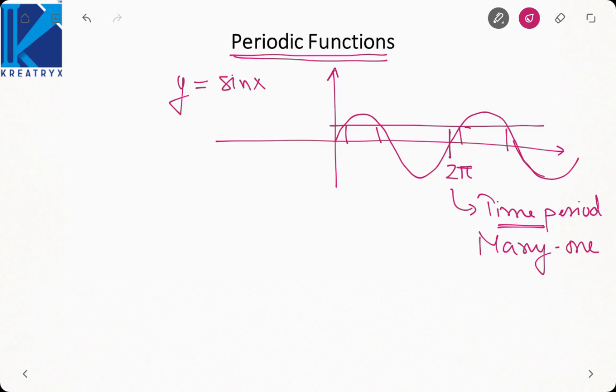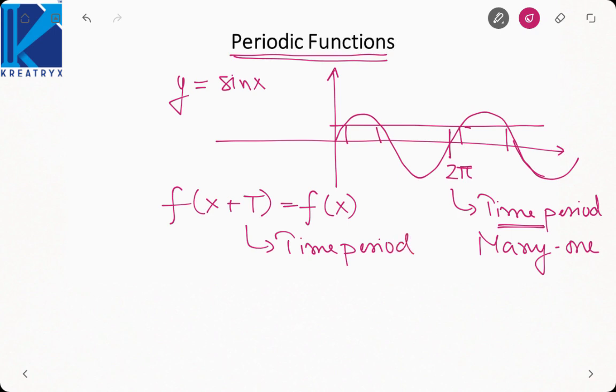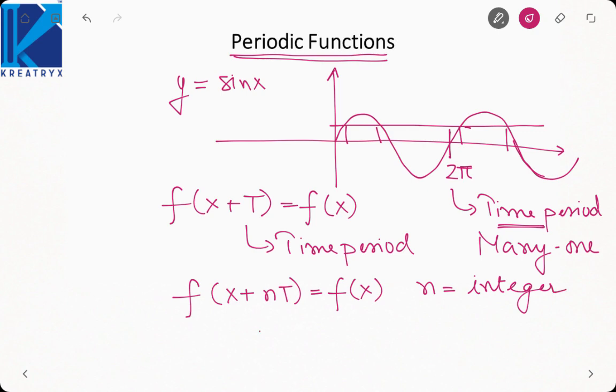And what is the condition? That f of x plus T is equal to f of x, where T is the time period. You can also write the condition as f of x plus n into T is equal to f of x, where n is any integer. Is it fine? But for n equal to 1, this T is known as the fundamental period. Like for the sine graph, it is equal to 2 pi.